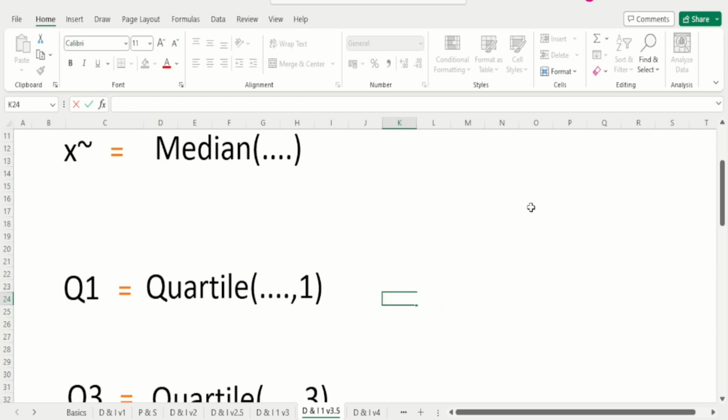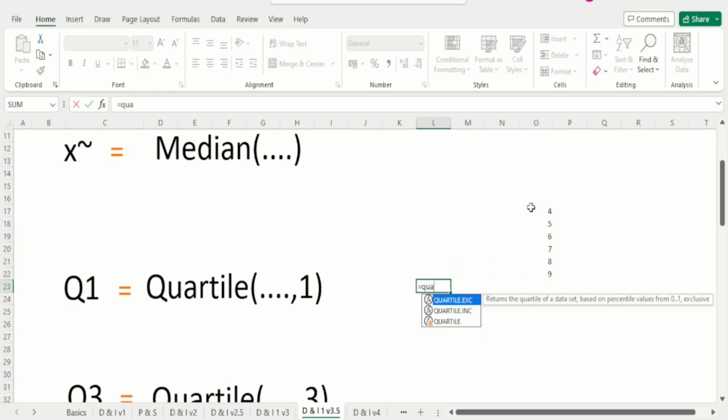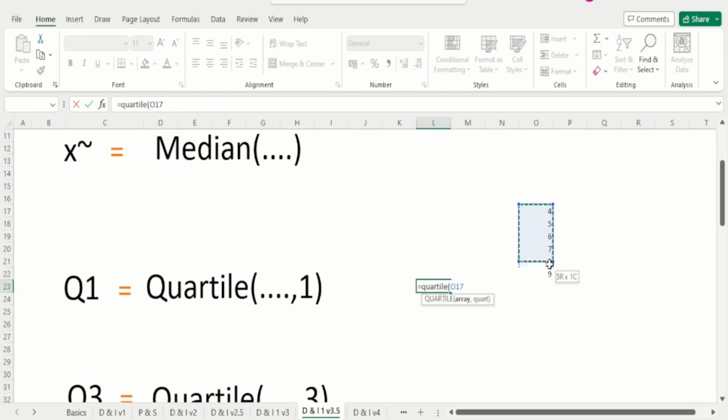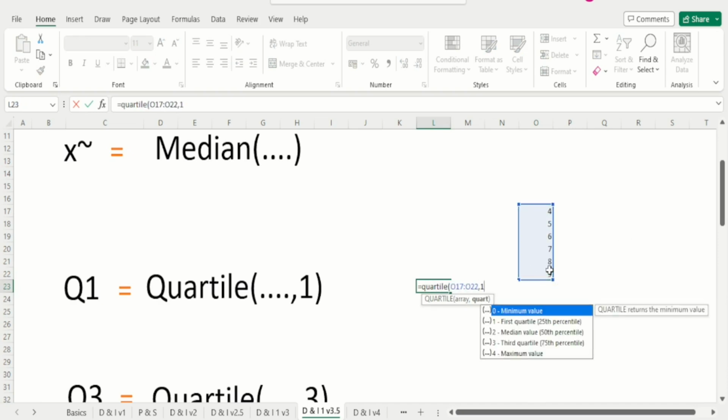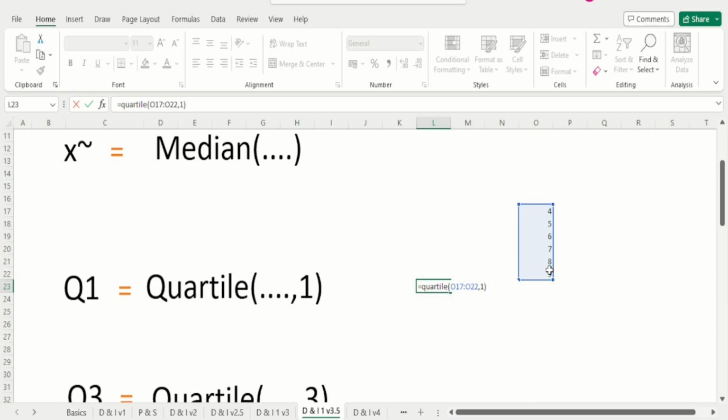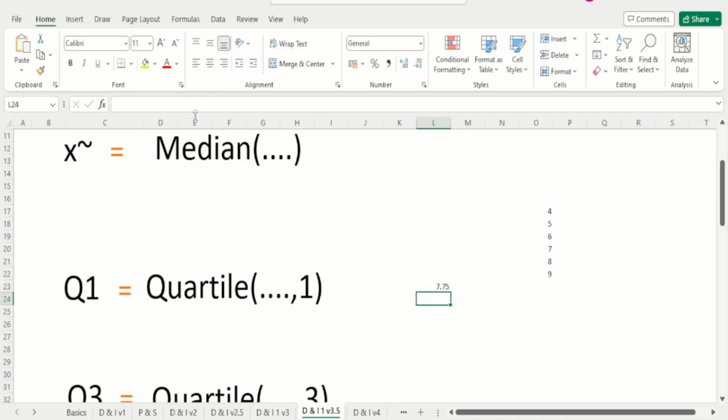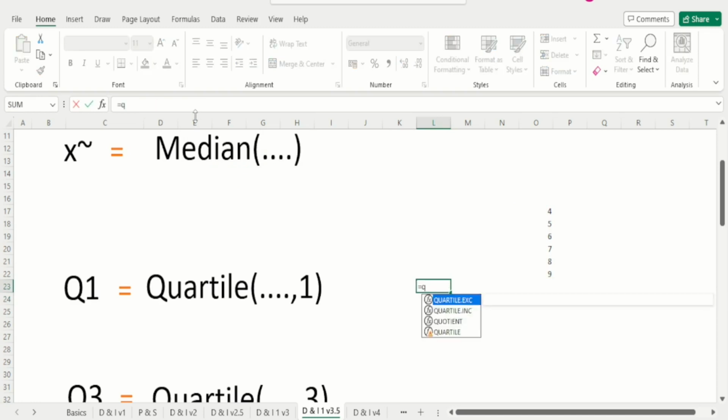An example of this is, for instance, let's say you had a set of random values like this, right? And let's say we want to calculate the first quartile of this data set. So we simply put quartile, we select the data set, and if you want the first quartile, you can put the value as 1 and it returns the first quartile. If you want the third quartile, you can put the value as 3 and it will return the third quartile, right?